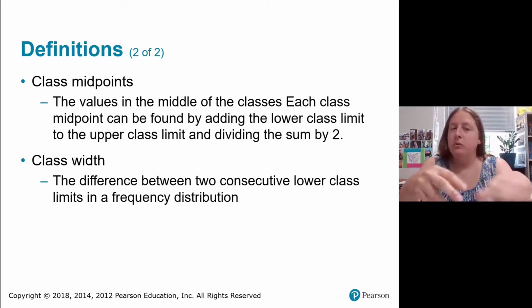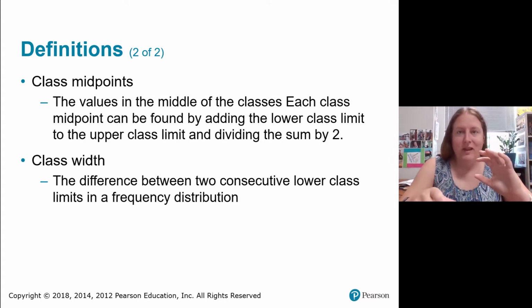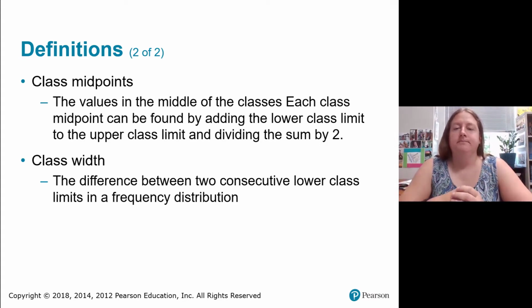Now, there are two more definitions that we need to think about, but they're not as central maybe when we're looking at our classes. The first is the midpoint. This is the middle value of each class. We find that by taking the upper and lower limits, adding them together and dividing by 2, and that'll tell us where the middle of the class is.